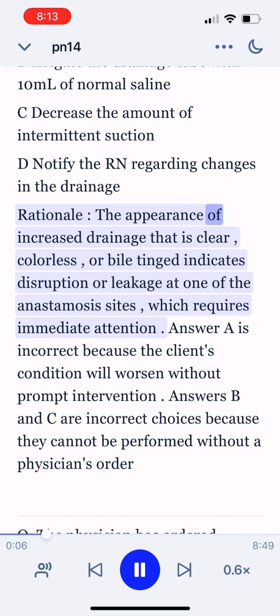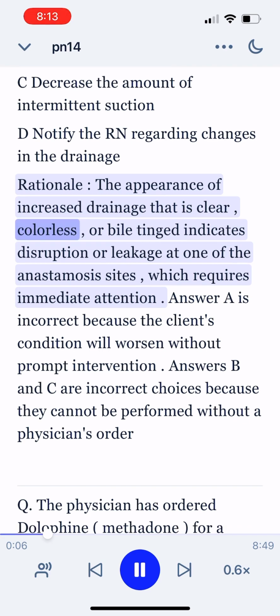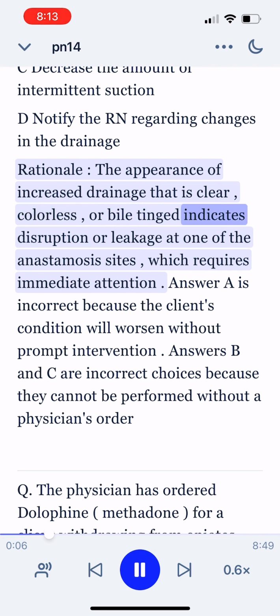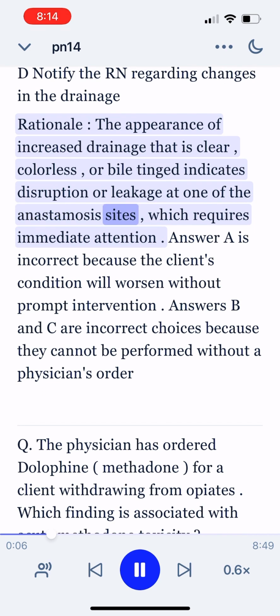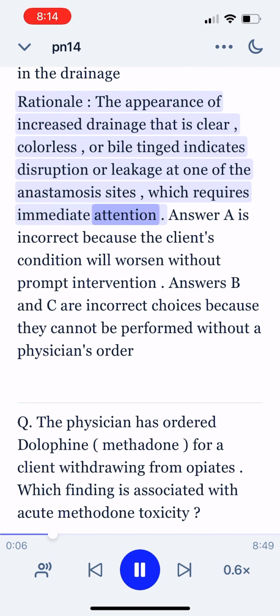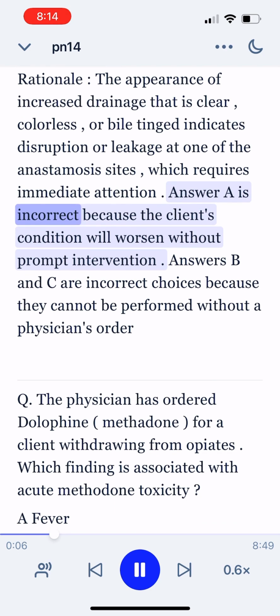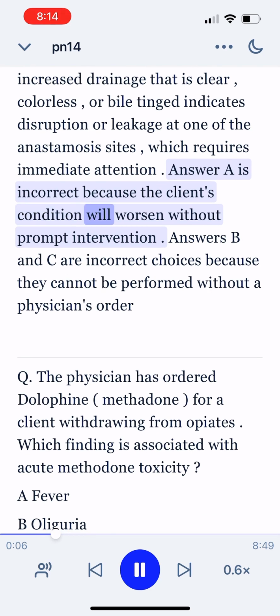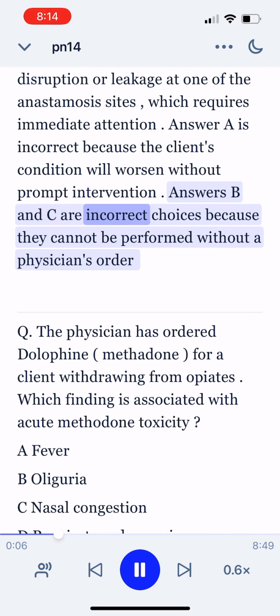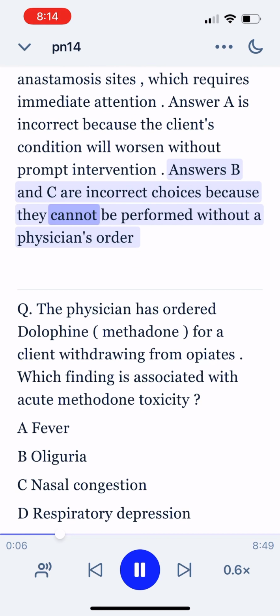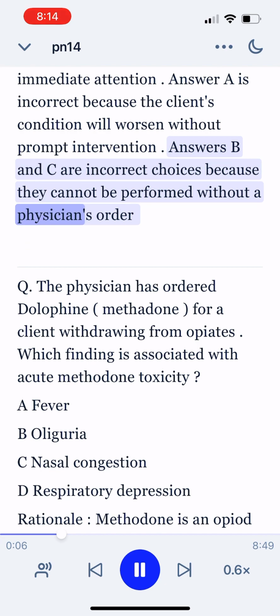Rationale. The appearance of increased drainage that is clear, colorless, or bile-tinged indicates disruption or leakage at one of the anastomosis sites, which requires immediate attention. Answer A is incorrect because the client's condition will worsen without prompt intervention. Answers B and C are incorrect choices because they cannot be performed without a physician's order.